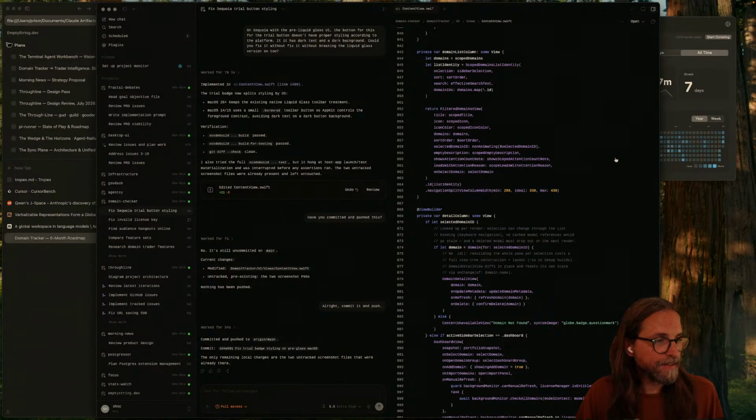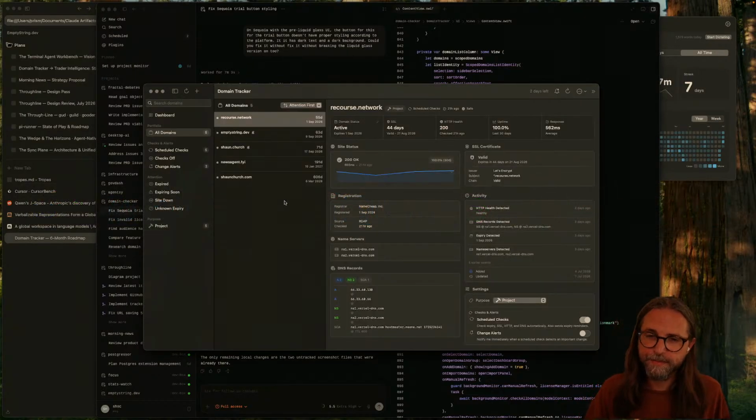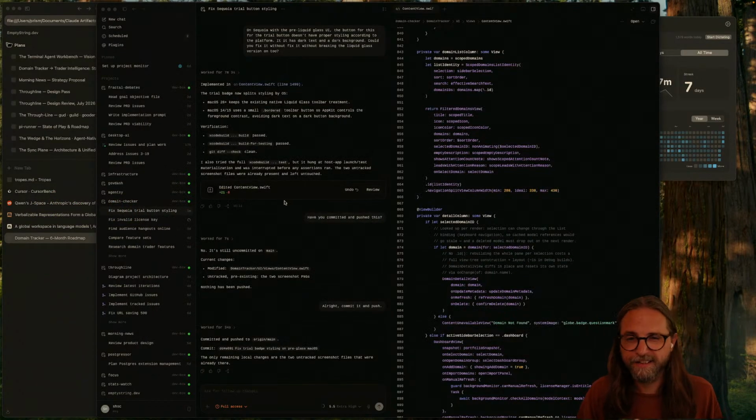Live and learn indeed. Live and learn that you should buy Domain Tracker and never lose a domain again. See, I can do marketing, it's easy. Just don't have anything worth selling.